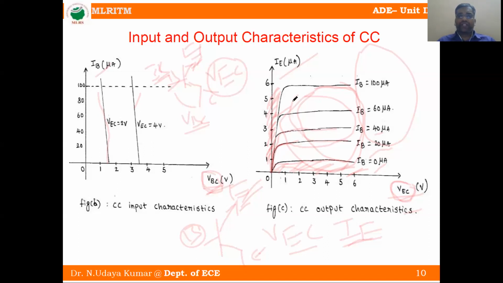Okay, we will find the input and output resistance. What do we mean by input resistance? The basic formula is V equal to IR. We want to find R, so resistance is equal to V by I. In the input characteristics, the resistance is VBC by IB. We call it the input resistance. Similarly, the output resistance is VEC divided by IE, voltage by current.